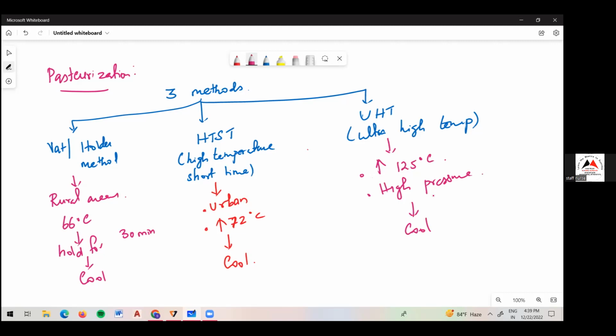So VAT method, HTST method, UHT method. VAT method 66 degrees Celsius, then HTST method 72 degrees Celsius, then UHT method goes to 125 degrees Celsius, which helps for pasteurization.